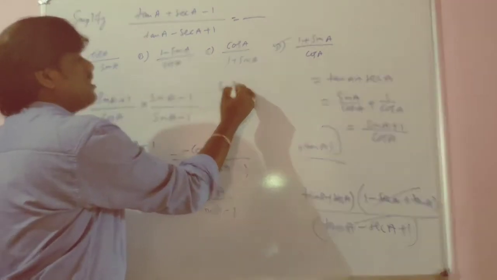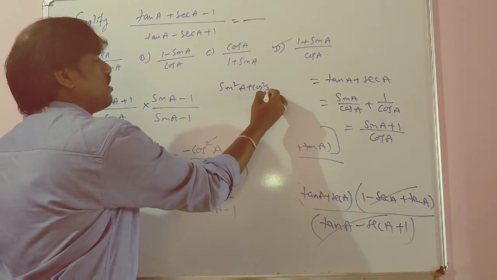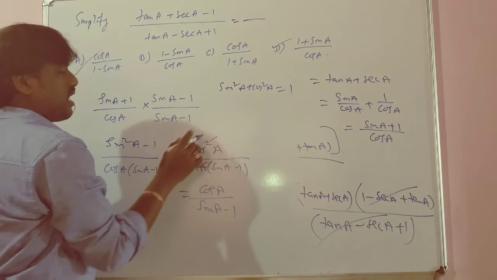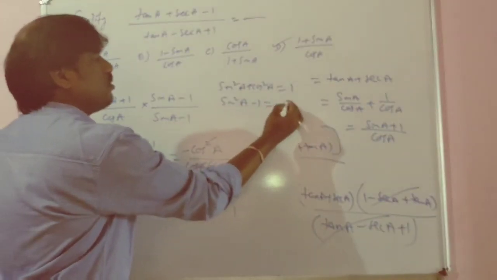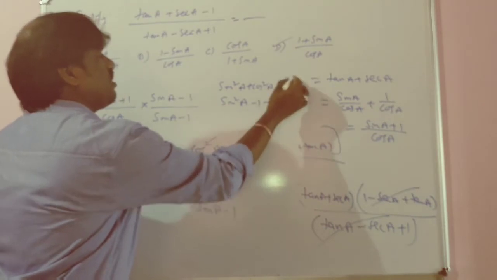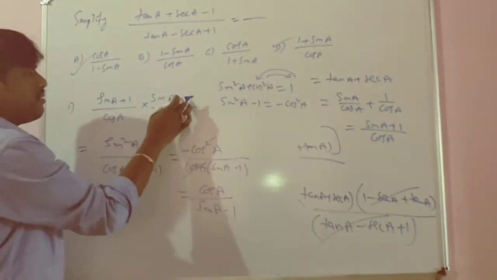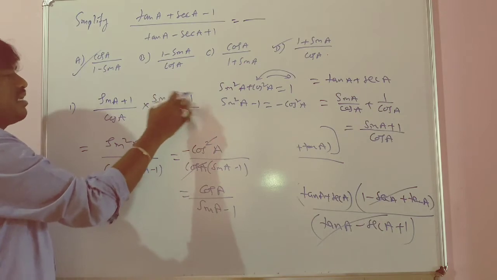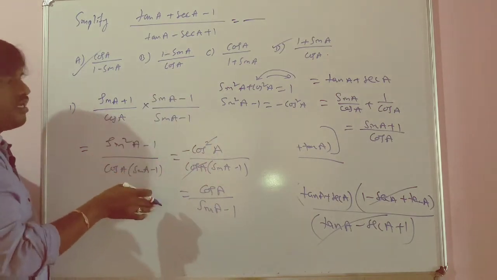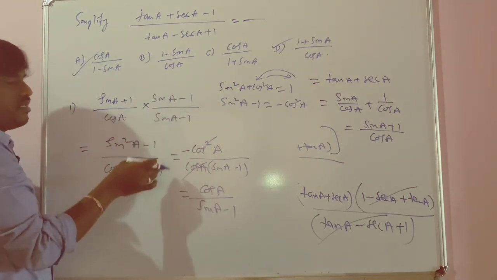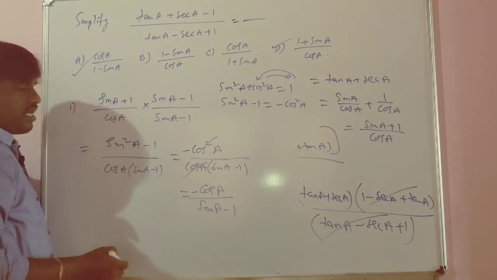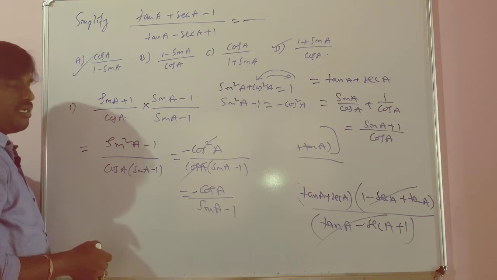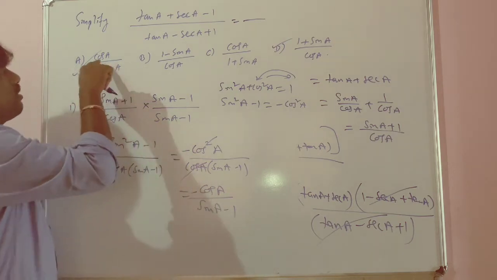I'll just show you. Sin square A plus cos square A is equal to 1. Then I can write sin square A minus 1 is equal to minus cos square A. Or you can multiply this one as 1 minus sin A on both sides, so you will get it directly. But I multiplied sin A minus 1, so because of that I get minus cos A upon sin A minus 1. So take this one to get this option correct.